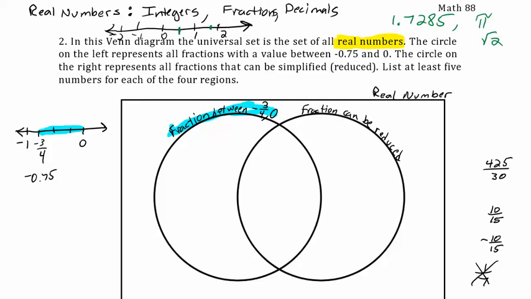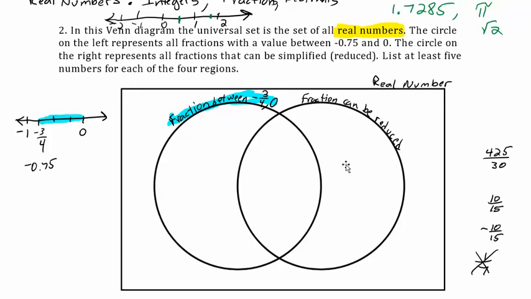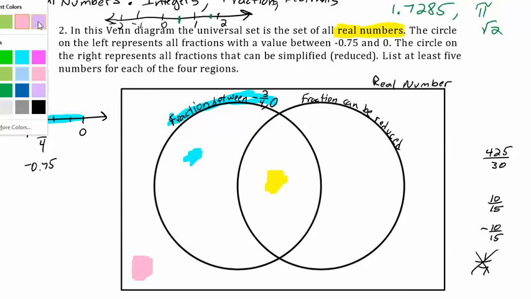So it says list at least 5 numbers for each of the 4 regions. Why don't you pause the video and try this one, okay? Pause the video and see if you can come up with at least one number, before you restart it, that would go in each of these 4 regions, right? Region 1, that's kind of confusing. Let's just highlight them. So we have this region, the outside region here, we have the overlapping region, and then we have this region over here.